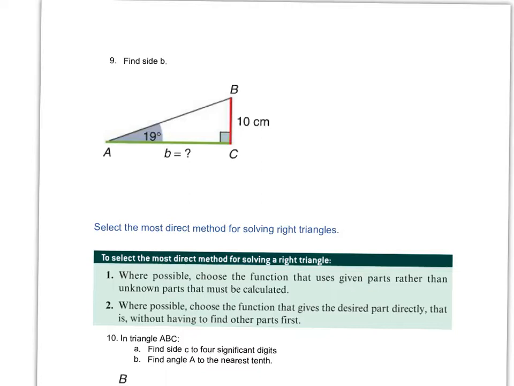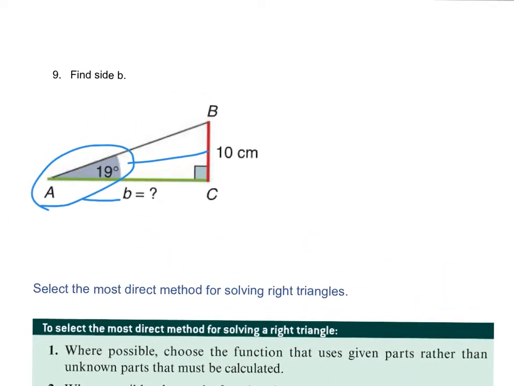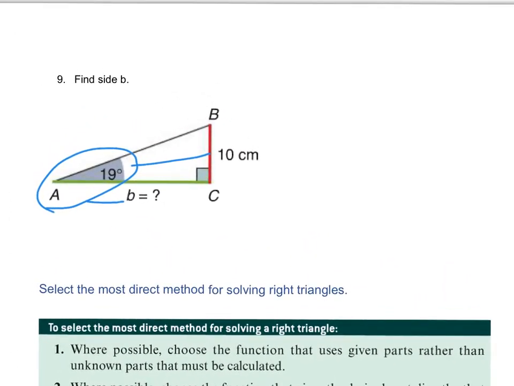Okay, one more problem like that. In this situation, they gave me the angle size, they gave me the opposite side, but they asked me to find the adjacent side. Okay, so again, since I have opposite and adjacent, we're going to go with tangent. Tangent of the angle, which is 19 degrees, is equal to the opposite over the adjacent.